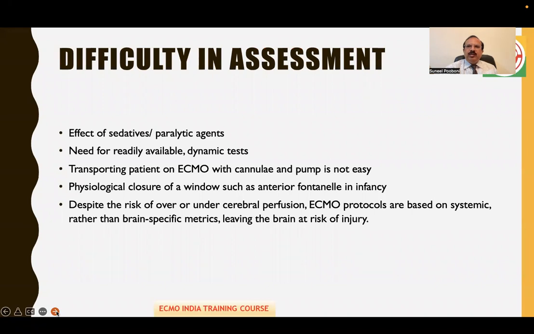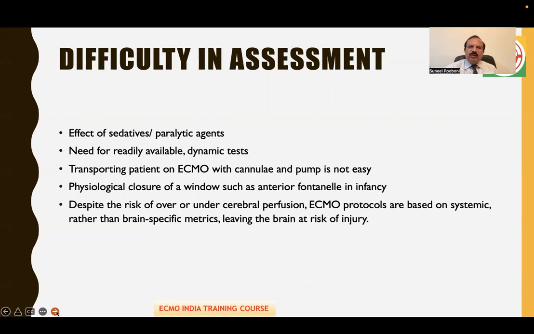The difficulty in assessment of the neurological integrity of a patient could be due to the effect of sedatives and paralytics in these critically ill patients. The need for readily available dynamic tests is also felt. Transporting a patient on ECMO with cannulae for doing a CT scan is not very easy. One needs to go through that before, in the form of trials in their own hospitals.